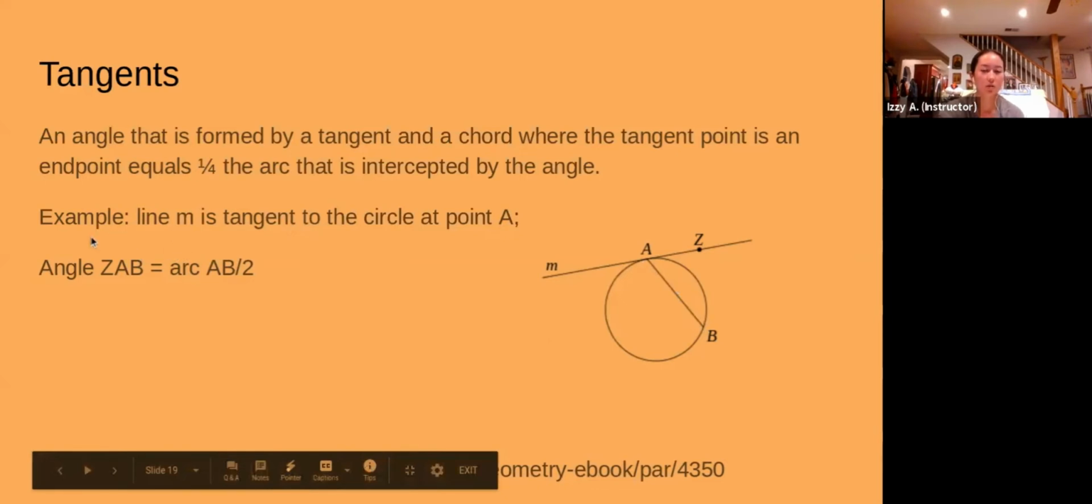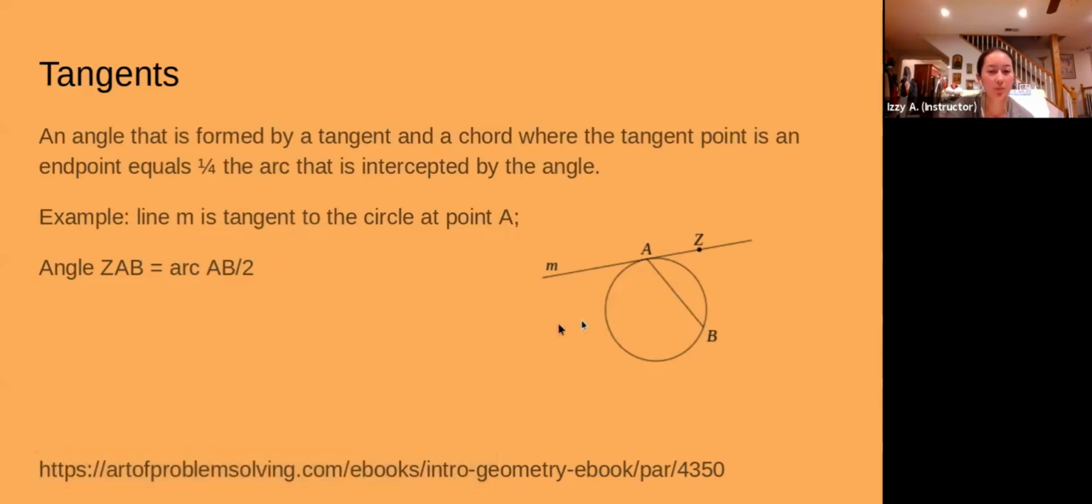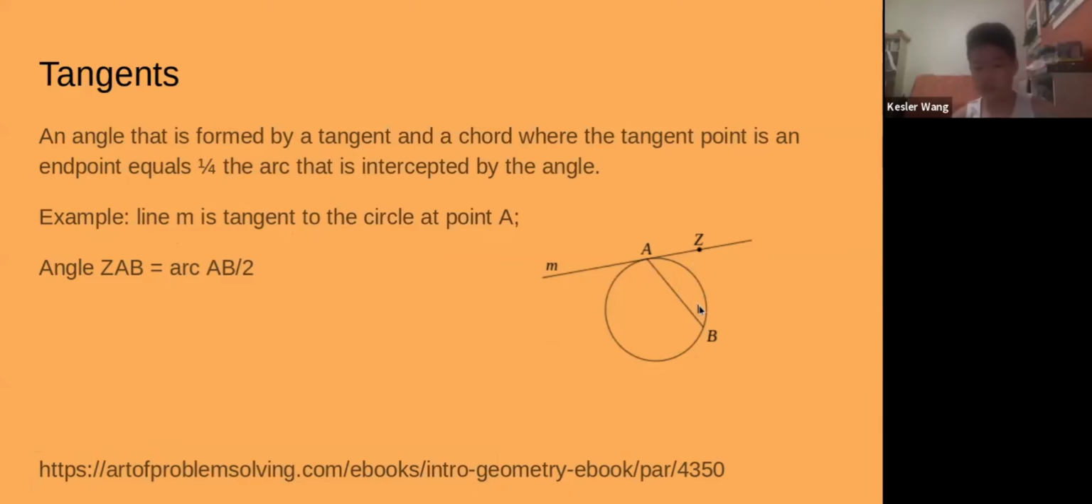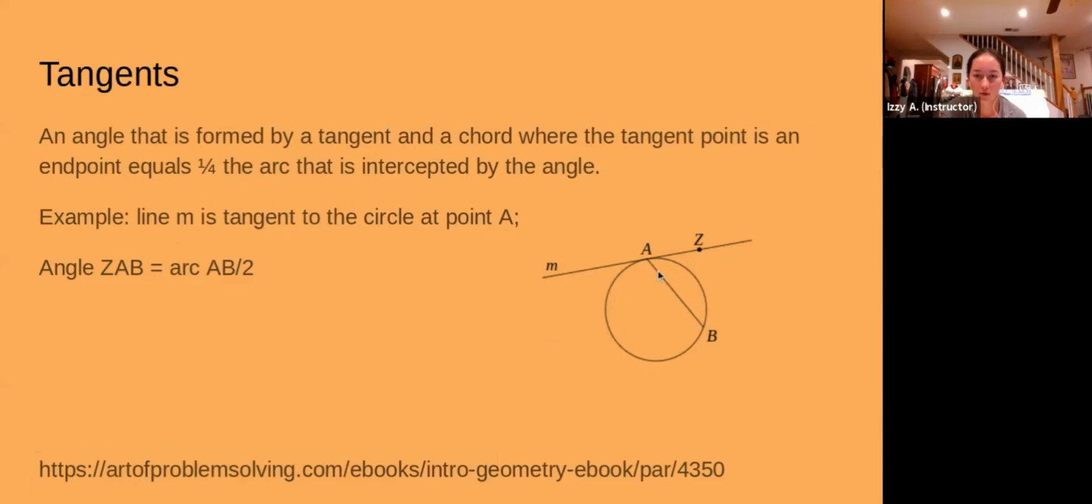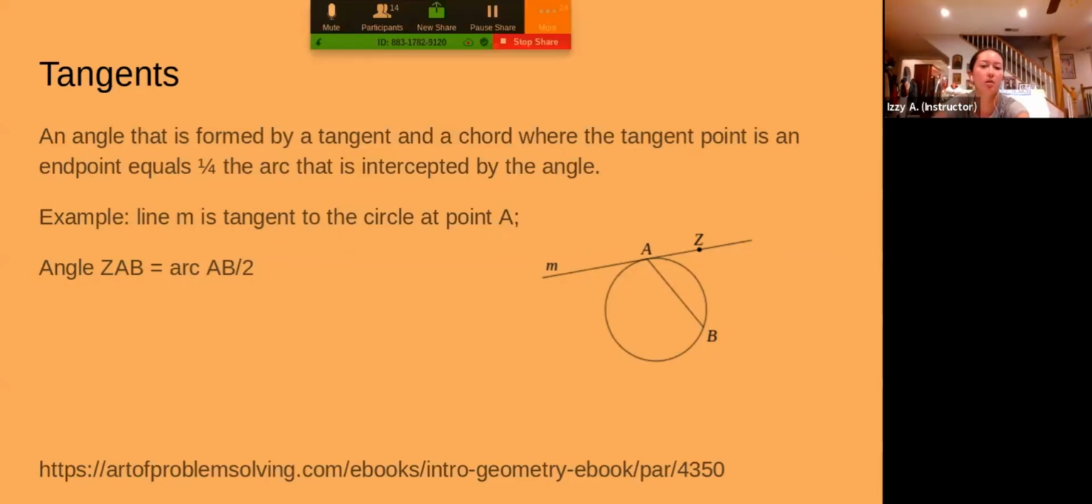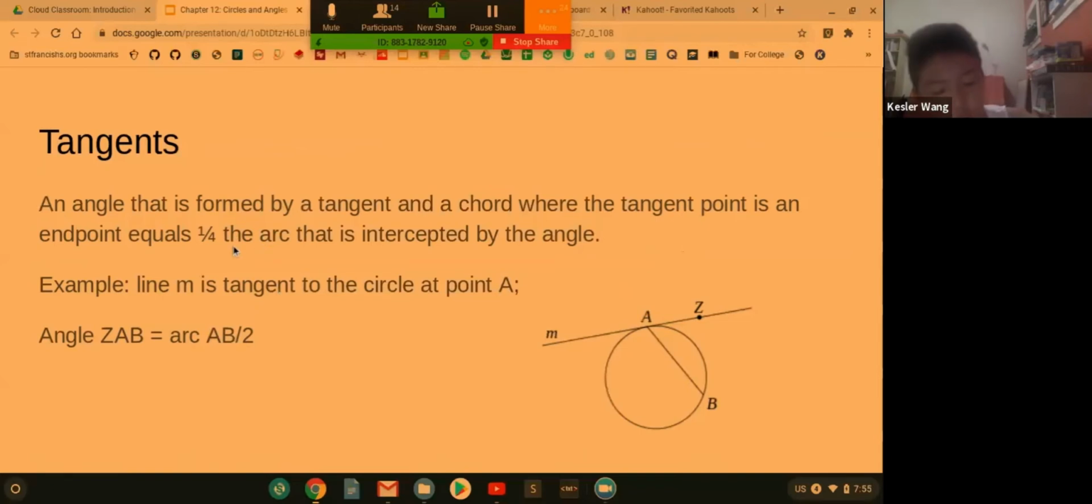Okay, so let's look at the example. In this example, line M is tangent to the circle at point A. So that means that angle ZAB is going to be equal to 1/2 of arc AB. Sorry, it should not say 1/4. It should say 1/2.